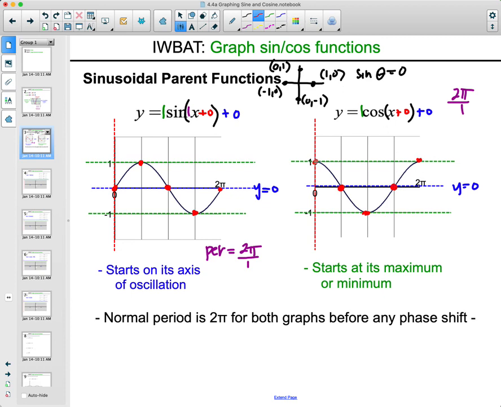So cosine always starts at its maximum value. Then it goes to the midline, down to the min, back up to the middle, and all the way to the maximum. So sine starts at the middle, starts on its axis of oscillation, and cosine starts at its maximum. Those are the big differences.